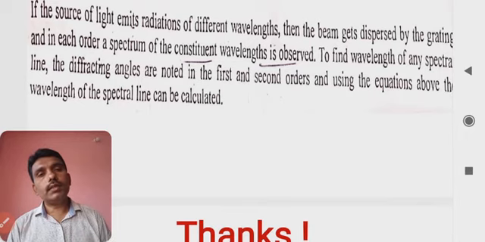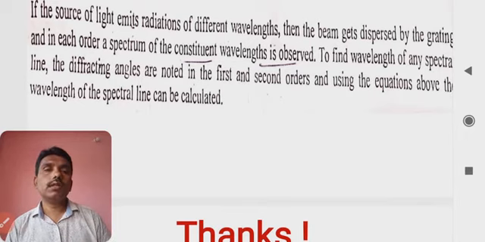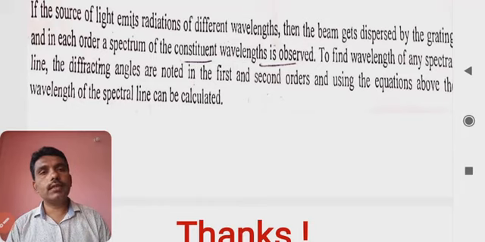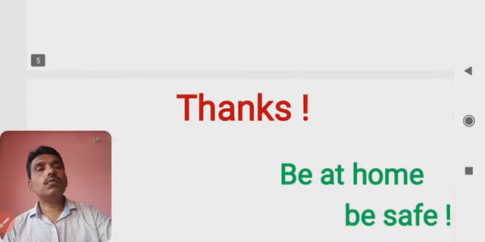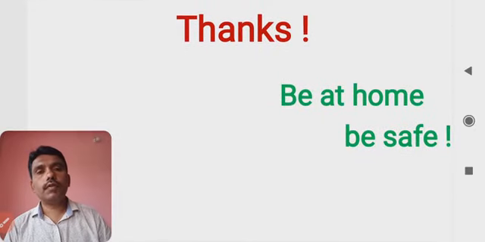मग फर्स्ट ऑर्डर असेल, सेकंड ऑर्डर असेल किंवा थर्ड ऑर्डर असेल, त्यानुसार आपल्याला डिफ्रॅक्शन अँगल जर मिळाले, तर त्यावर आपण त्या लाईट सोर्सची वेवलेंथ डिटरमाइन करू शकतो. So this is the determination of the wavelength of light.